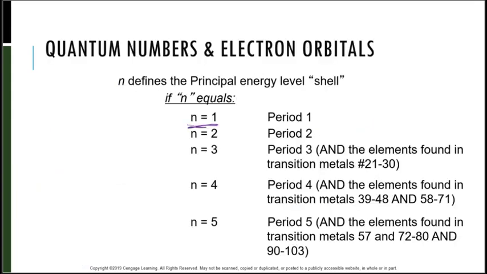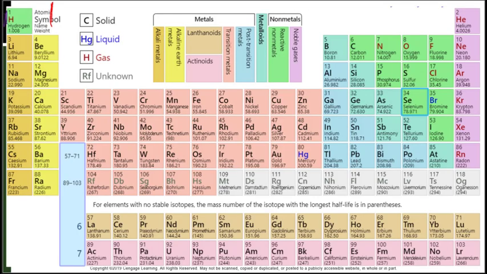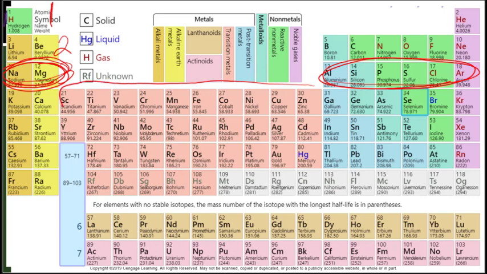If I said n equals 1, that means period 1. n equals 2 is period 2. n equals 3, it does get a little bit trickier here because n equals 3, it's not just row 3. I'm going to go back to our periodic table here. This is 1, this is 2, this is 3. We have these guys, so we have 3s, we have 3p, and the first row of my transition elements, they are found in 3d. So yes, it is in row 4, but these guys are 3d.